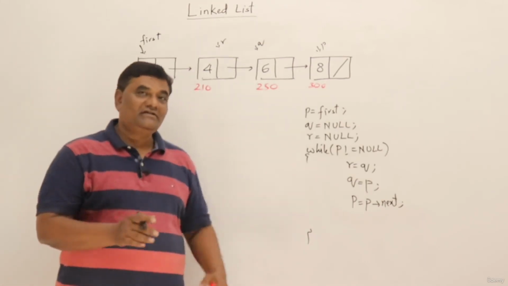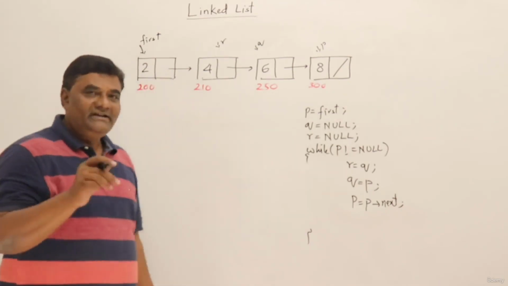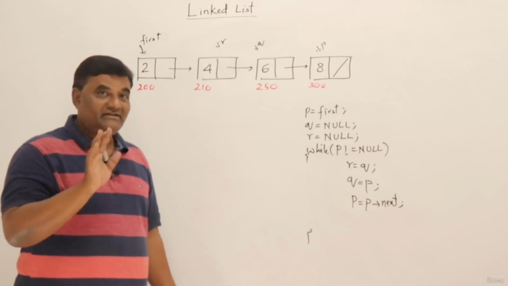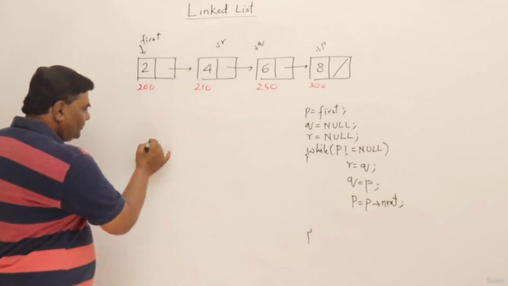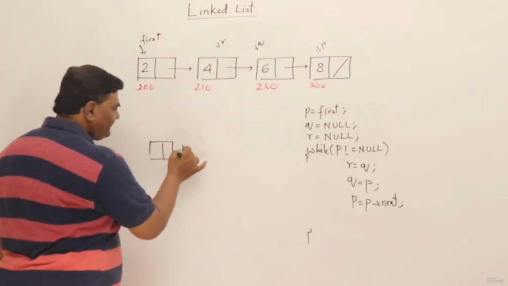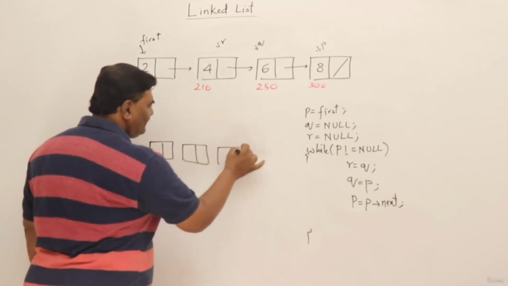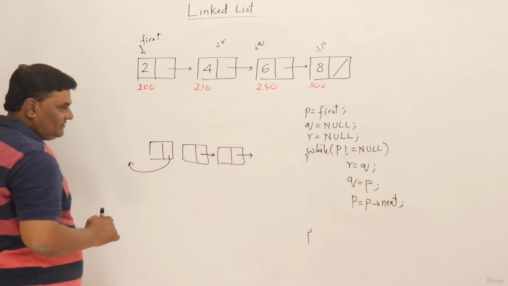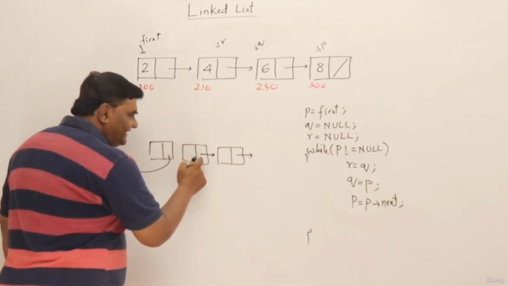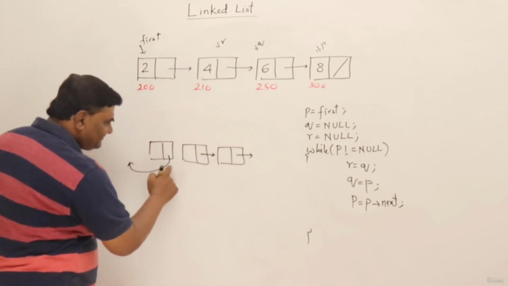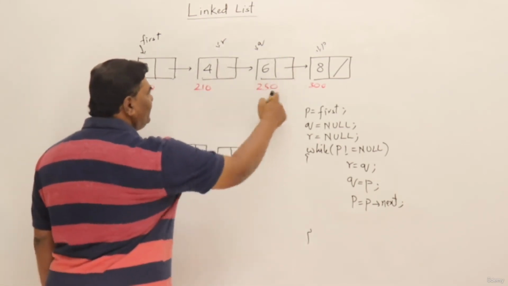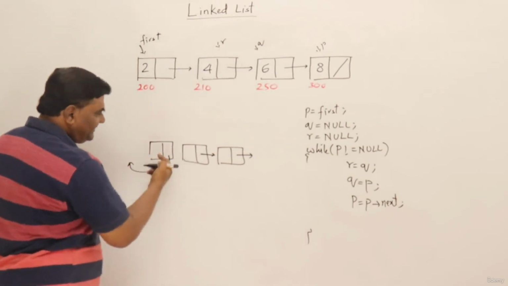Now let us see how we can reverse the links. I'll take a small example and show you the requirements for reversing the links. I'll take 3 nodes. Assume that this is already pointing to the previous node. Then I have to reverse the link of this node so that it points to the previous node. That's what we want, right? 4 should point to 2, 6 should point to 4, meaning this node should point to the previous node.